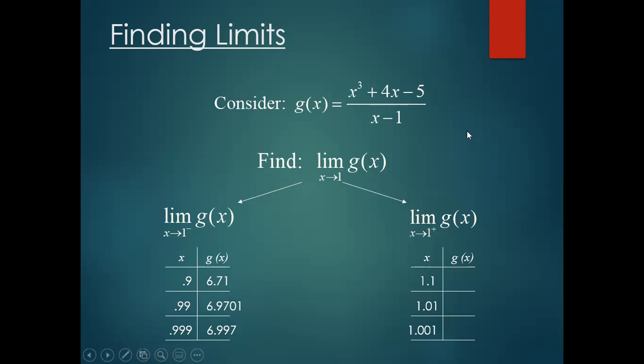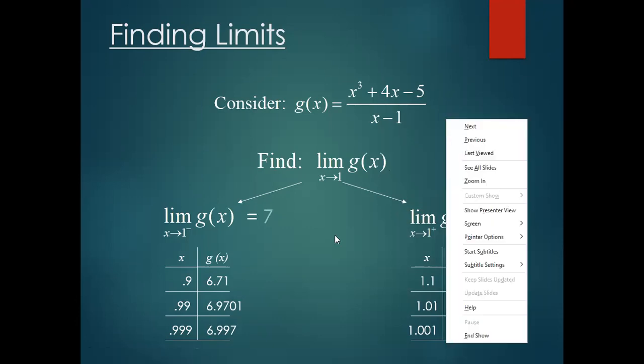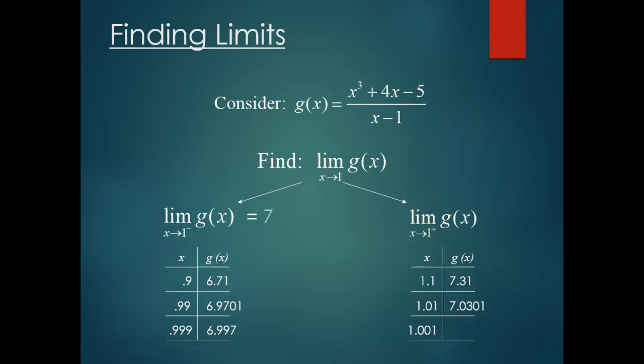Okay? So you will notice that from the left, that is 7.31, 7. What's next? 7.0301 and 1.001. You will notice that is equal to 7. Okay? That is equal to 7. So, the left and the right are equal. That is equal to 7. So, therefore, the limit of g of x as x approaches 1 exists because it is equal to 7.